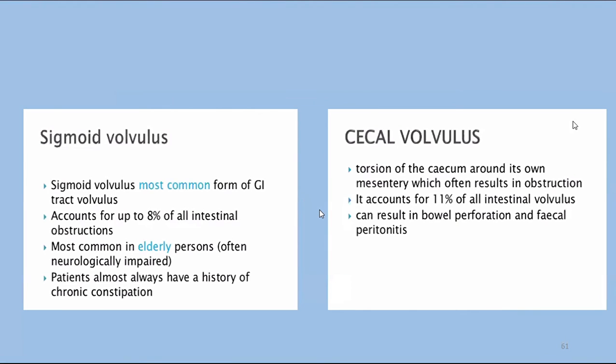The cecal volvulus accounts for 11% of intestinal volvulus. Sigmoid is 8% of intestinal obstructions. No? Cecal is 11% of intestinal volvulus. It can result in bowel perforation and fecal peritonitis.